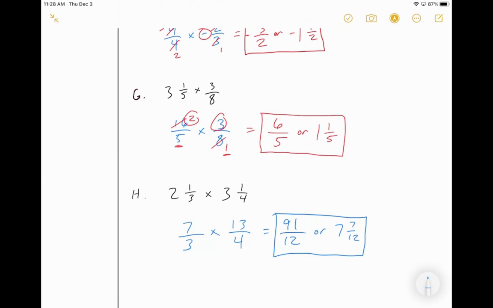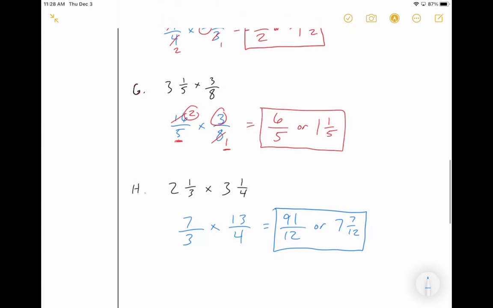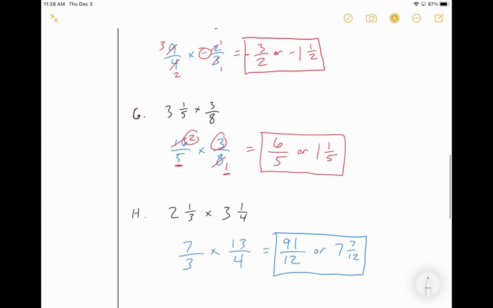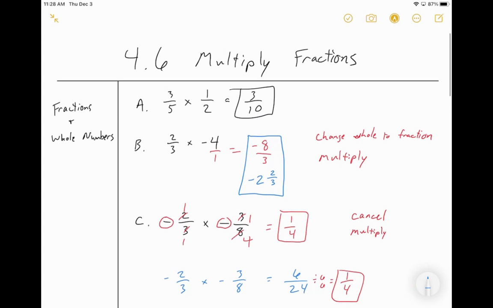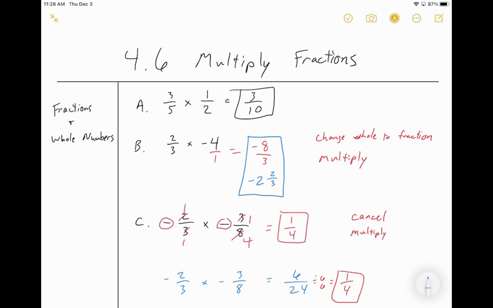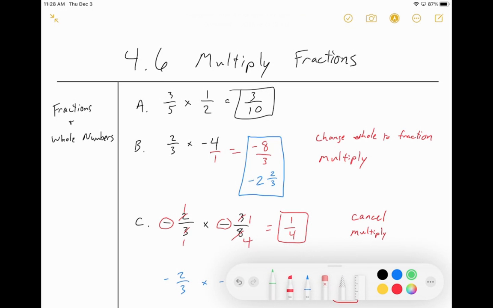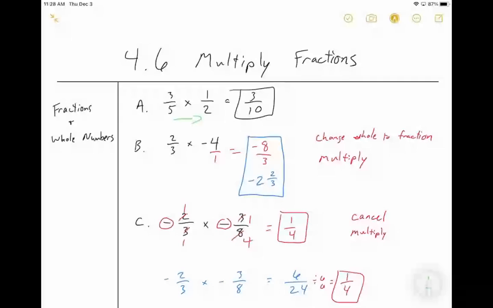So let's recap a little bit. I know this was kind of a longer lesson. So let's recap way back to the beginning and see what we did. And you'll see we actually do the same thing kind of for all of these. Going way back to the beginning, we look at two fractions and we say, all right, multiply across. That's it. Just go straight across. So from here to here, 5 times 2, 3 times 1, multiply straight across.